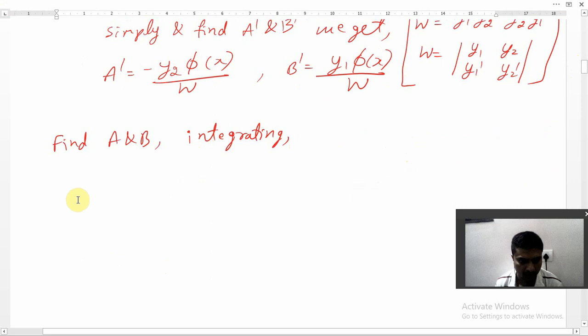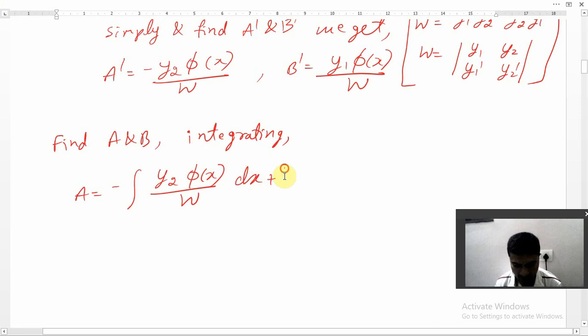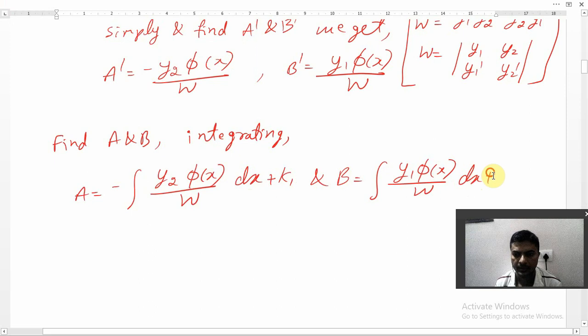And I will find a. So how will I find a, yes friends? Just I will integrate this. Minus I will take outside: integration y2 psi of x divided by w dx plus k1, and b I will get as integration y1 psi of x divided by w dx plus k2.